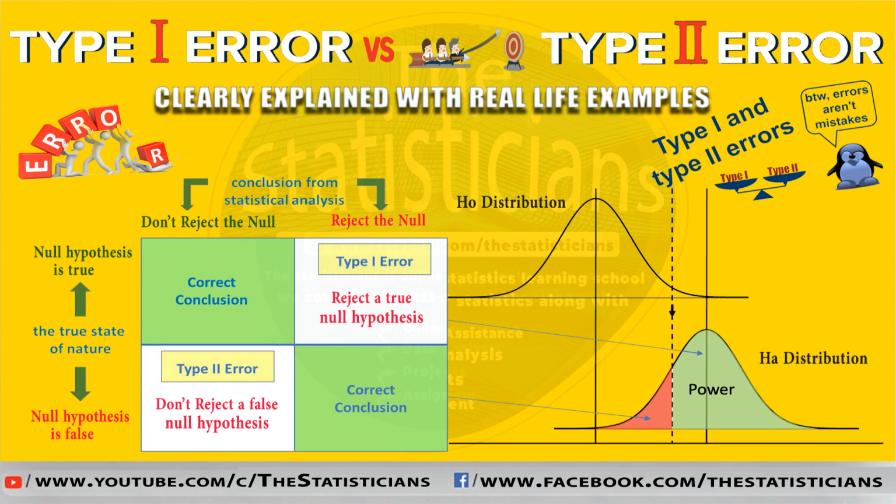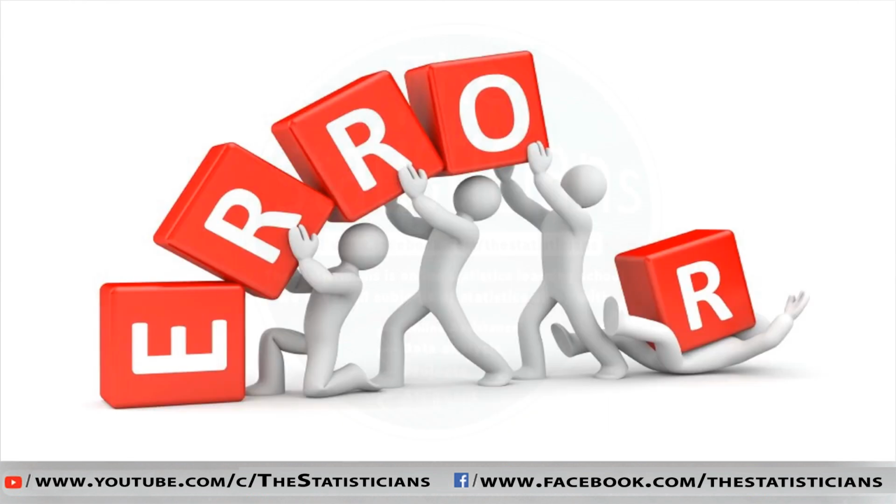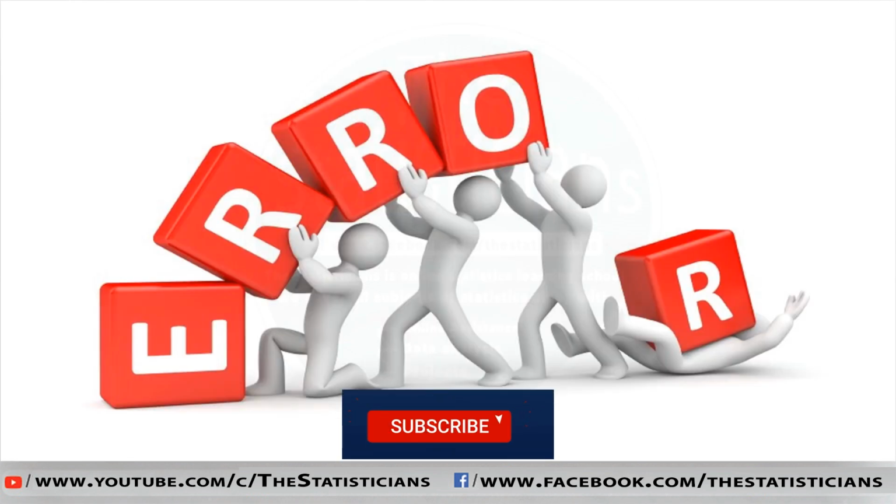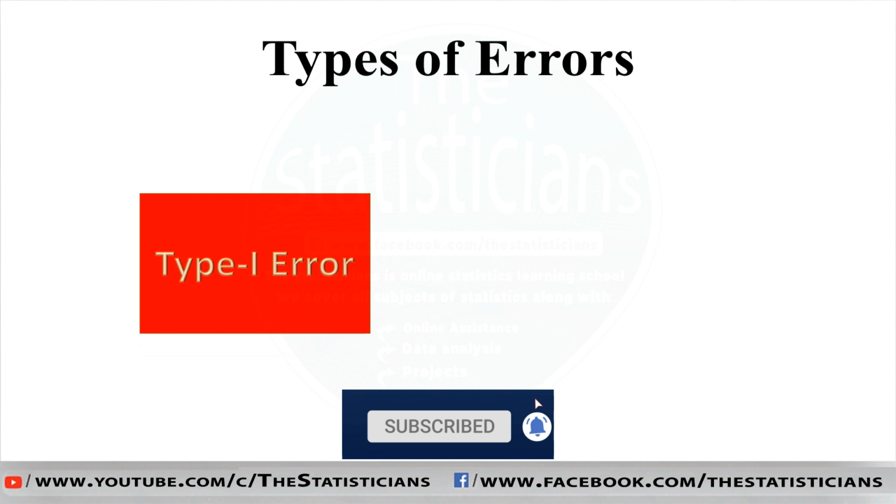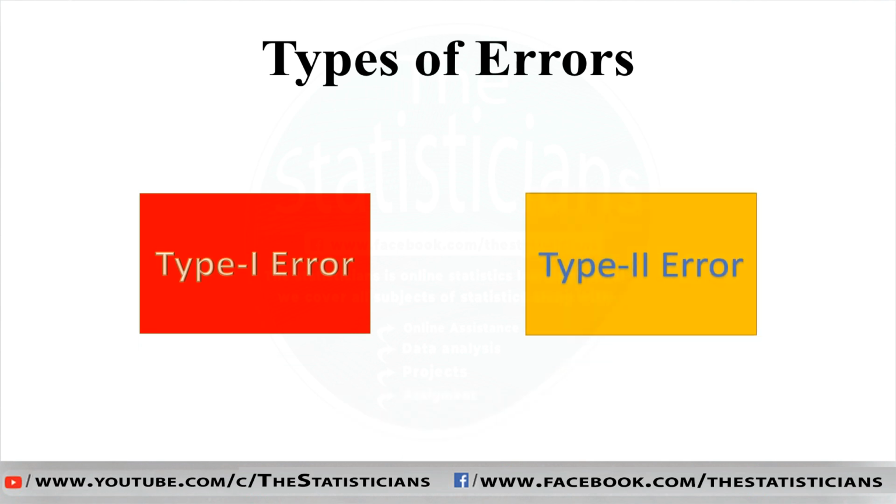In this lesson, we will learn about the type of errors that can be made in hypothesis testing. In general, we can have two types of errors, type 1 error and type 2 error. First we will define the types of errors and then we will see some interesting examples to identify these errors.